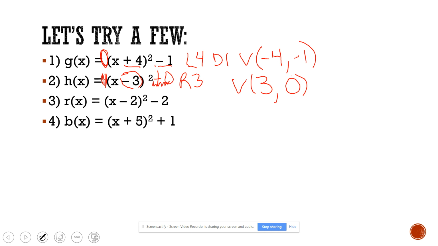Number 3, again, nothing in front right there, so we have no stretch or shrink, no reflection. We have a minus 2 on the inside, so we went right 2. And then on the outside, we have a minus 2 as well, so we went down 2. That means our vertex is at 2, negative 2.